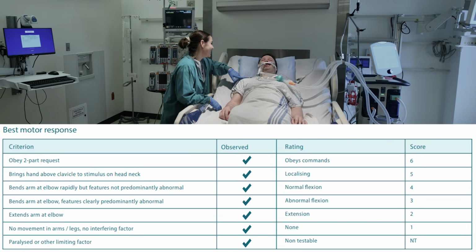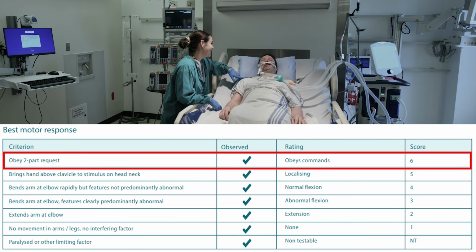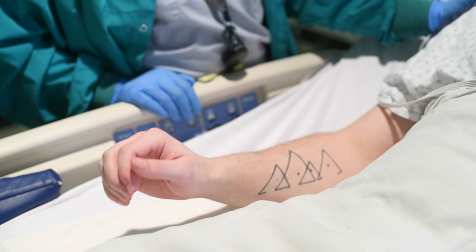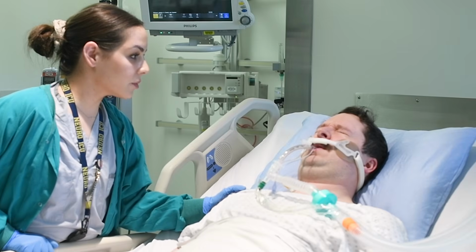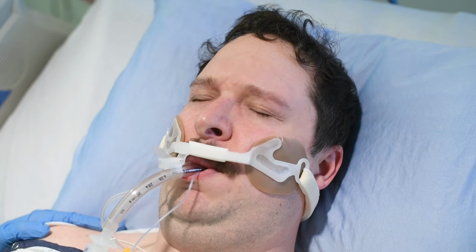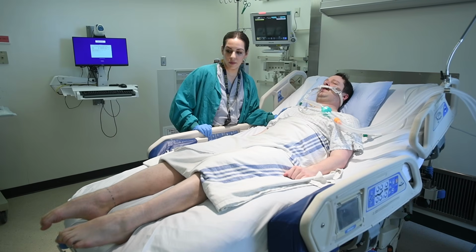The 6 options below indicate possible responses. Please note that normal flexion was previously known as withdrawal. For the patient to score a 6 for obey, the patient should perform a 2-step request. The 2-step request aims to eliminate the potential for spontaneous movement or reflex to be observed as obeying. Examples of 2-step requests include making a fist and holding up their thumb, squeezing the eyes shut and opening the eyes, or pointing and flexing at the ankle.